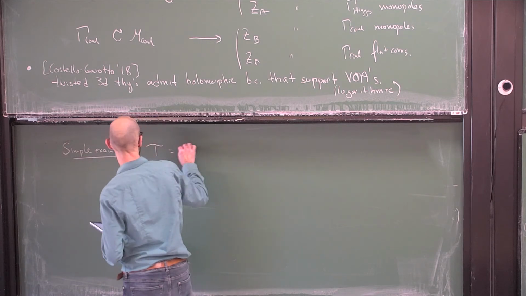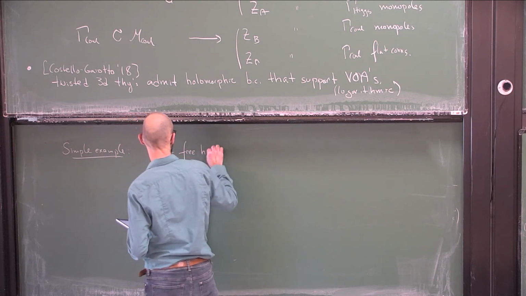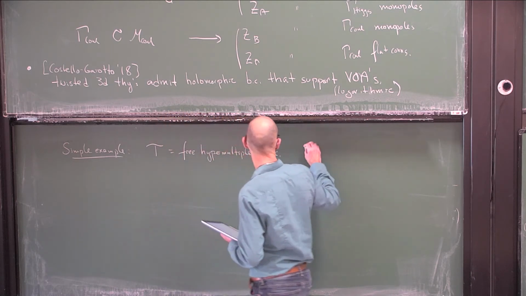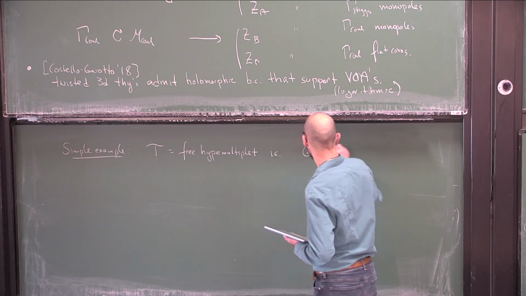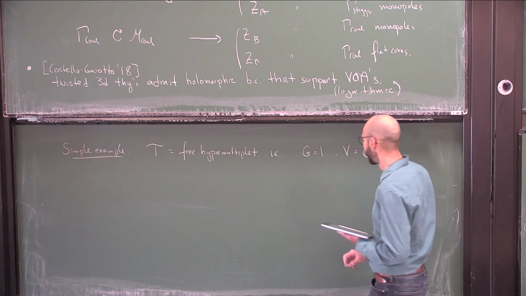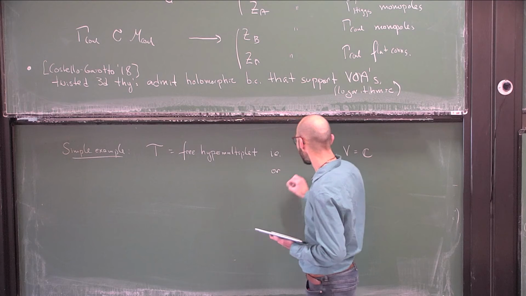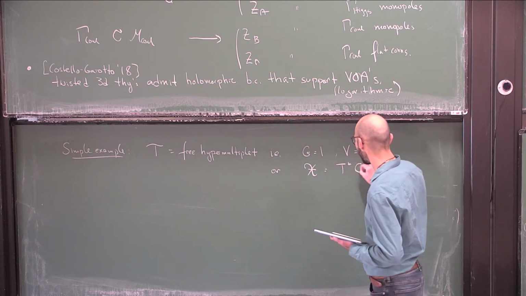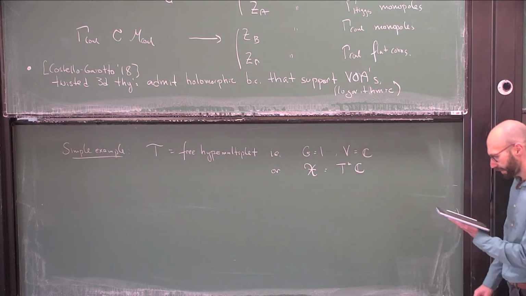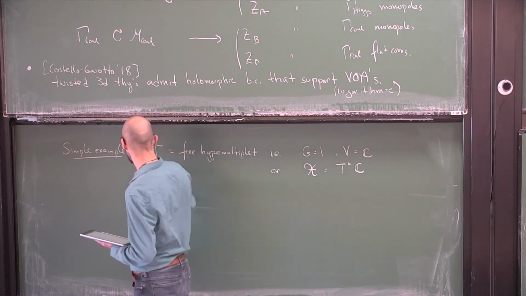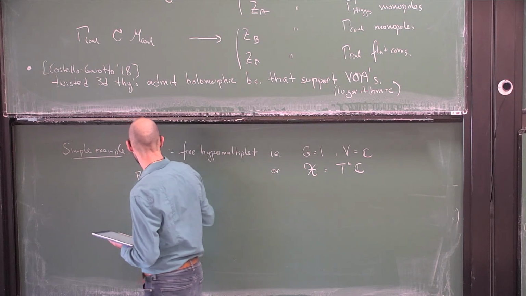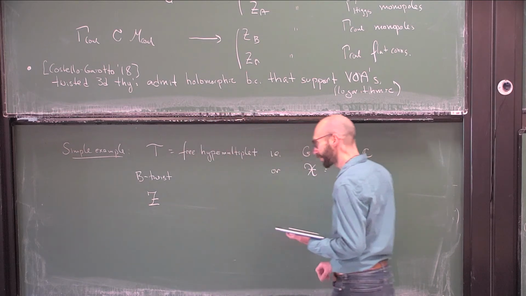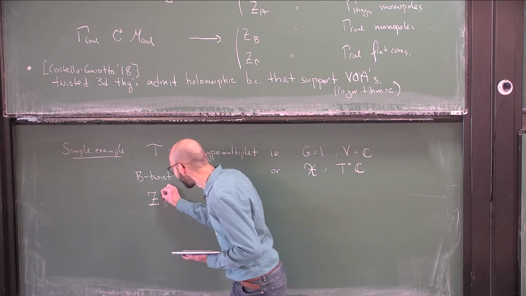So T is going to be what's called a free hypermultiplet. Physically, in other words, it's a gauge theory where the group is trivial and V is C, or it's a sigma model where our complex symplectic space is T star of C. And I'll consider the B-twist. And rather than overloading the notation, I will just call the B-twist of this Z rather than ZBT.